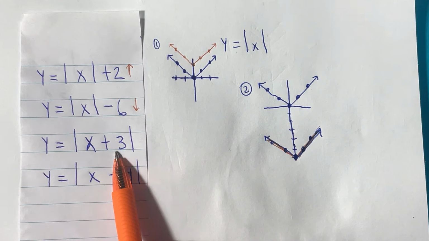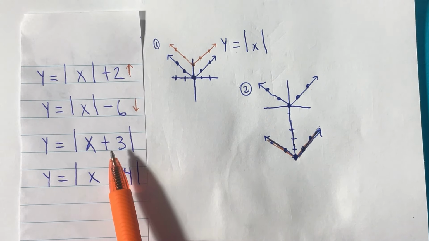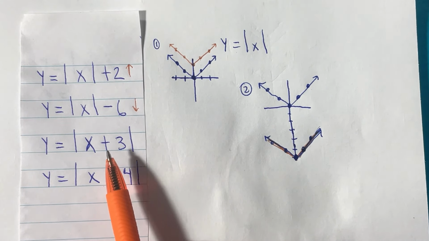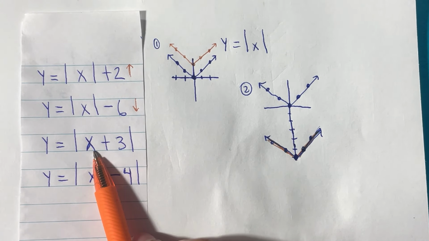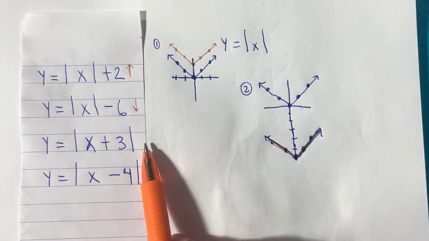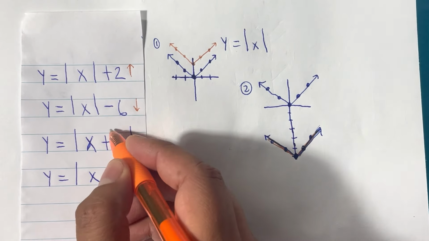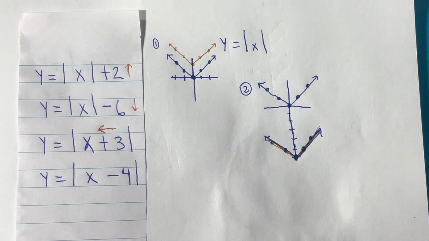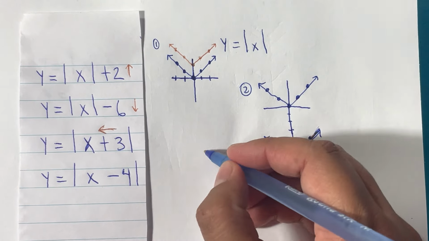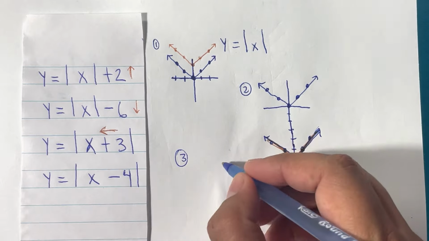Now, when you're adding 3, that's going to be moving, but on X, on the input. And instead of going to the positives, it's going to go to the negatives. So plus 3 goes 3 spaces to the left. Okay, so this is number 3.